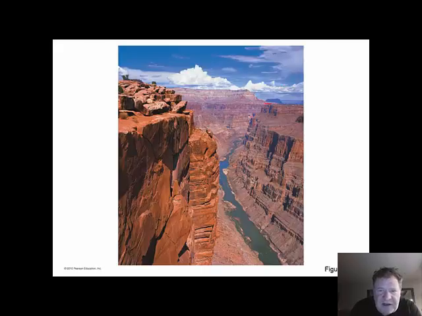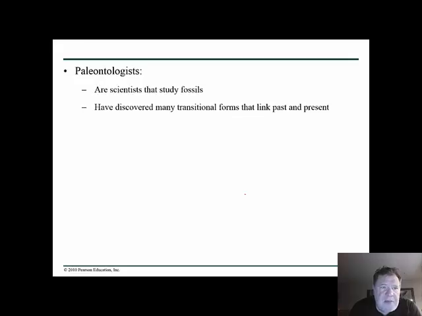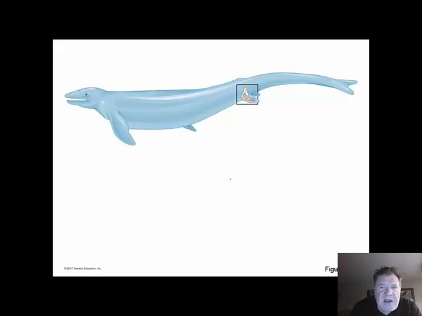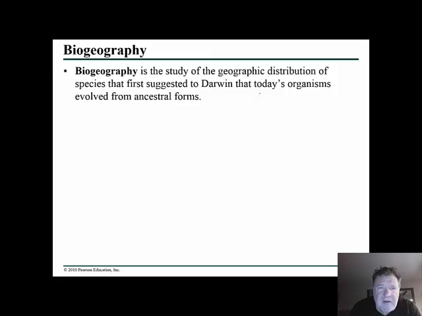Here's a picture of the Grand Canyon. If you've ever been there, it's very, very specific. There's a record of natural history all throughout here if we look at the rocks. Paleontologists are scientists who study fossils, and a lot of times they only have partial fossils. Here's the leg bone from something that looks like a whale. Beautiful items. I won't go into that, but I'd recommend that you go to your local museum and take a look at their fossils.